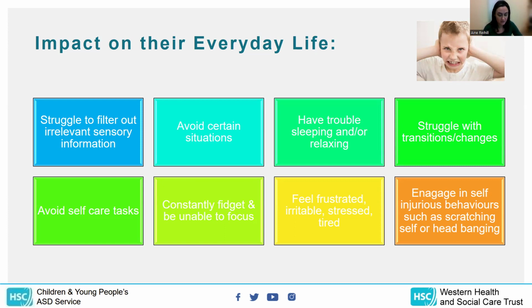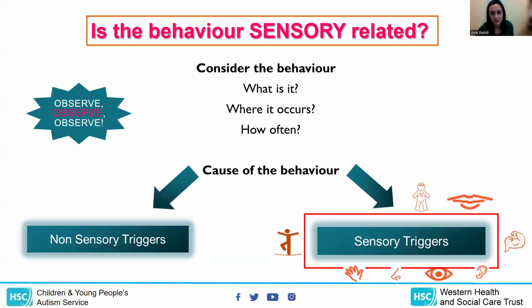They may avoid self-care tasks, like brushing their teeth, washing their hair, having a shower. They may constantly fidget and be unable to focus. They may feel frustrated, irritable, stressed, and tired. And they may engage in self-injury behaviour, such as scratching themselves or headbanging. When you see these behaviours, it is important to consider that the child may be behaving in this way due to sensory processing challenges. However, this is not always the case, but it is a starting point.